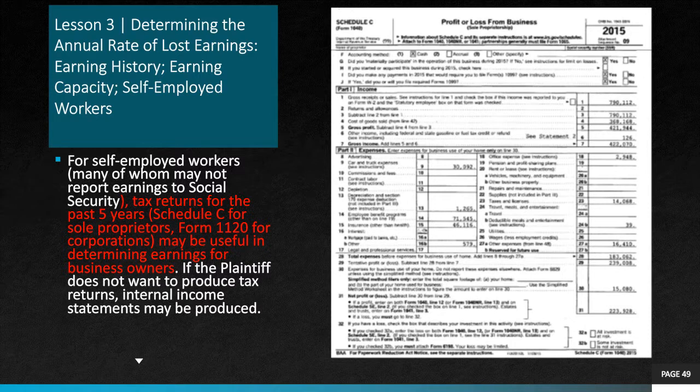If the plaintiff doesn't want to produce their tax returns, in some states you don't have to do that. They don't have to produce the entire 1040, just the Schedule Cs and all the attachments, so we'll just isolate the self-employment earnings.